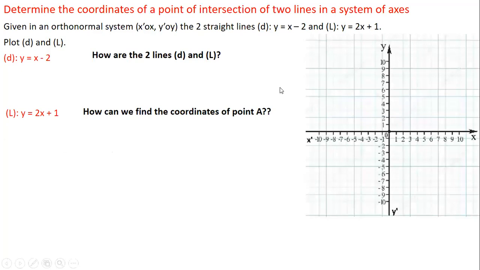Now, this is also very important. How to determine the coordinates of a point of intersection of 2 lines in a system of axes. Please, I want to give you 1 minute to read the question and try to think how we locate the two lines D and L, because I'm going to ask you after you read. You have only 1 minute.